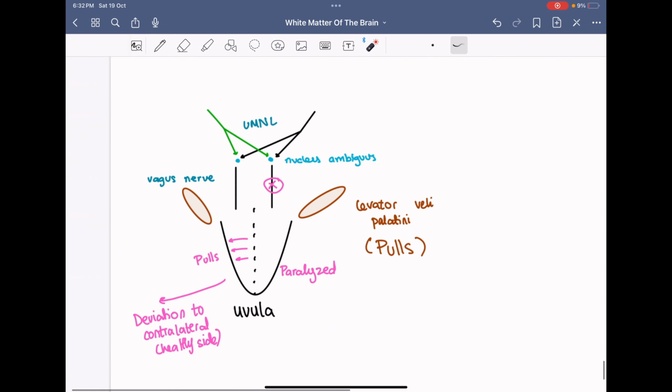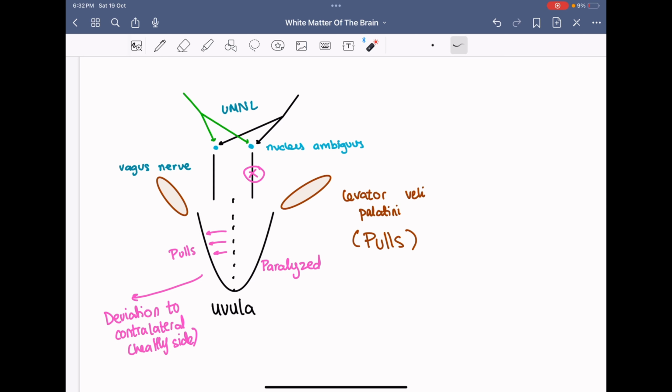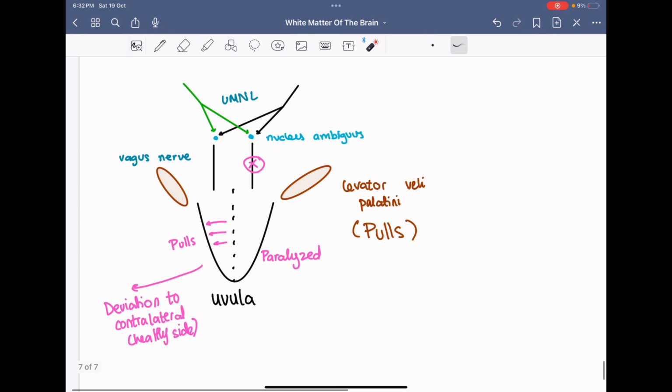Now let's talk about the uvula in a lower motor neuron lesion. Again, this is not relevant to this scenario, but just so that you understand the full picture. If you have a problem in the vagus nerve, let's say your problem is the right vagus nerve, this side is going to be paralyzed. So what's going to happen? The levator veli palatini muscles are going to pull the uvula to the contralateral healthy side. This vagus nerve is healthy, and this vagus nerve is knocked out, so you're going to get contralateral deviation.